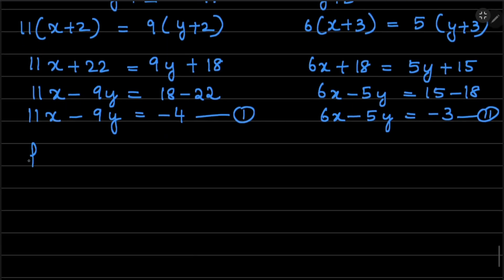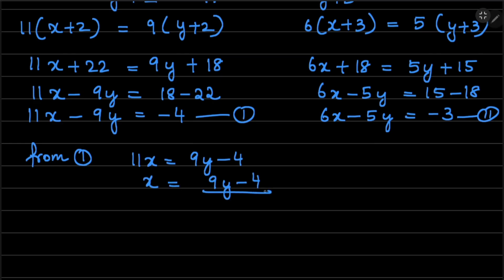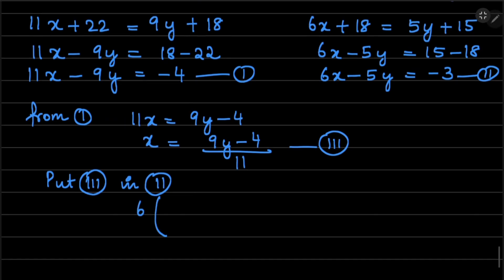Right? So from 1, let me express x in terms of y. 11x equal to, what can I write? I can write 9y minus 4. Isn't it? Minus 9y goes to the other side, it becomes plus y. So x is nothing but 9y minus 4 divided by 11. Let this be your equation 3. So you can write, put equation 3 in 2. So what do you get? 6 multiplied by, in place of x, I am going to write 9y minus 4 by 11, minus 5y. So everything is in terms of y, equal to minus 3.